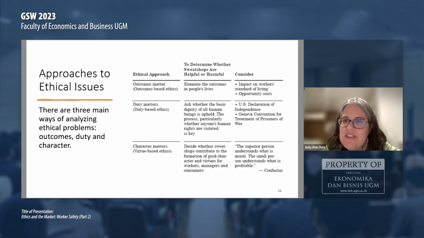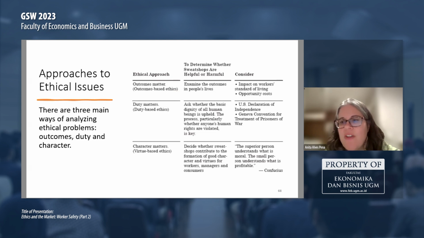The other approaches that we're thinking about enrich our understanding by drawing attention to what society determines is civilized and just. And that was why we were looking at, for example, the U.S. Declaration of Independence, asserting that human beings are endowed with unalienable rights. We have moral duties to other human beings regardless of the consequences. That's the idea there.